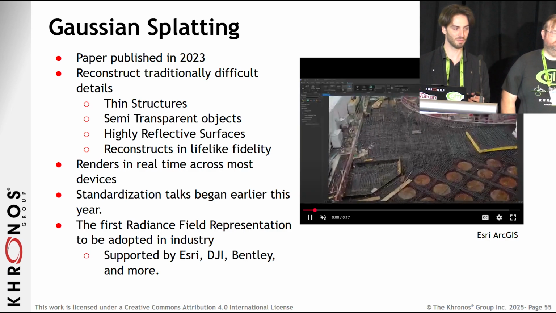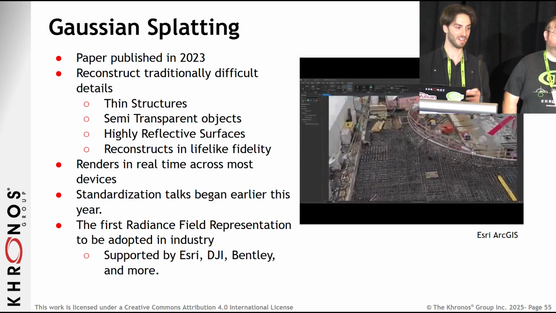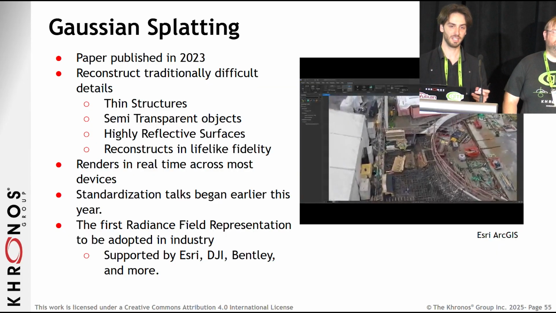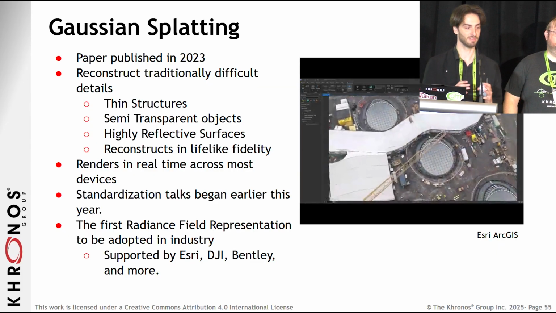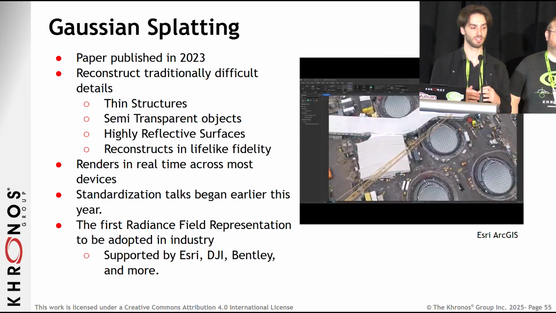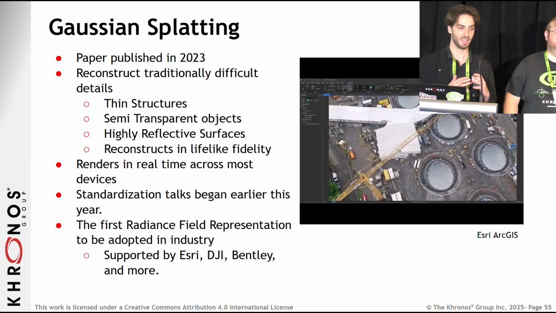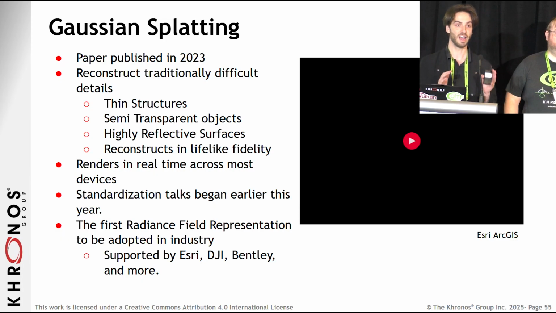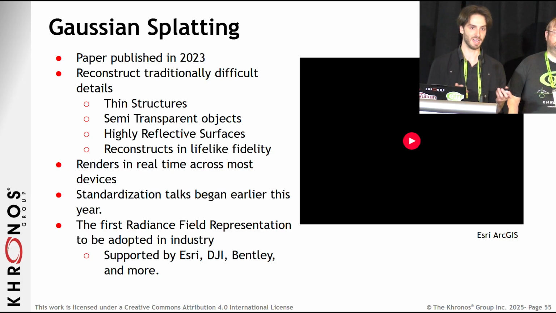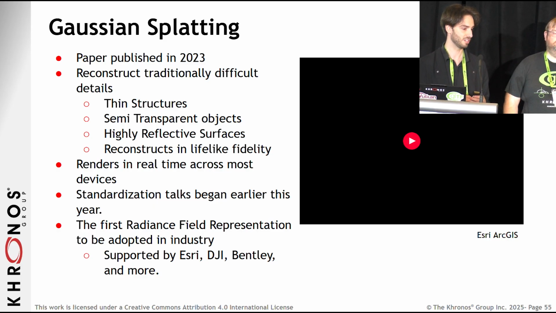As a quick overview, Gaussian splatting was published in mid-2023, and it is a radiance field representation that renders in real time. It allows us to reconstruct traditionally difficult details, like thin structures, semi-transparent objects, and highly reflective surfaces, and we can reconstruct them in very lifelike 3D fidelity. We can see this translating across a multitude of devices, whether you're on a workstation computer, a mobile device, or any really modern architecture, you're able to interact with this. So we began to take a look at standardization earlier this year.